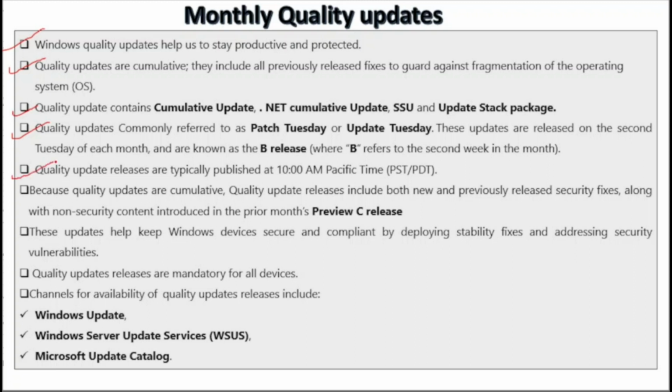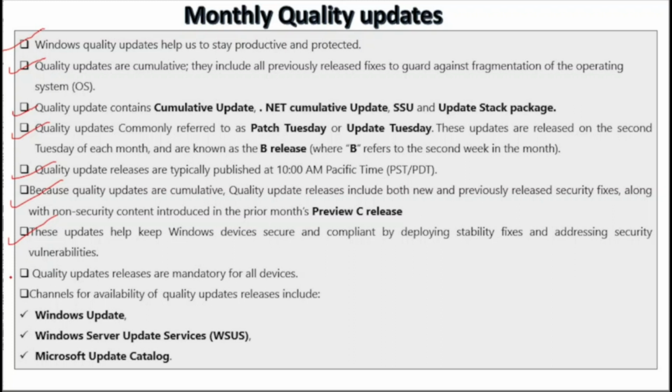Pacific time. Because quality updates are cumulative, quality update releases include both new and previously released security fixes along with non-security content introduced in the prior month's preview C releases. These updates help keep Windows devices secure and compliant by deploying stability fixes and addressing security vulnerabilities.